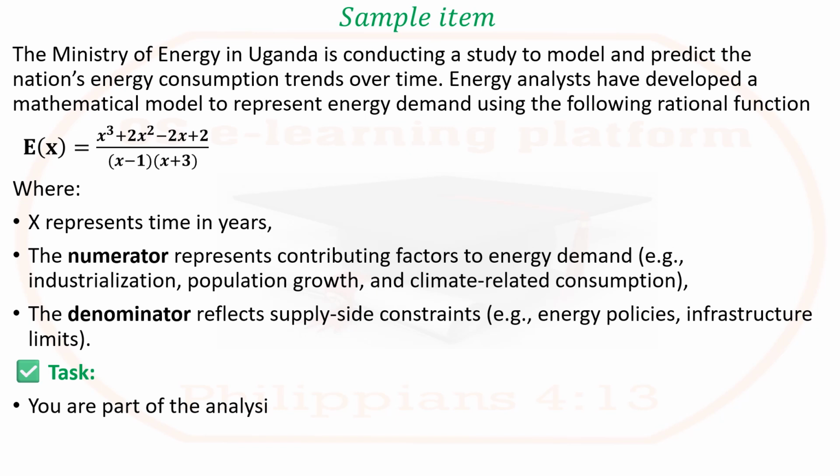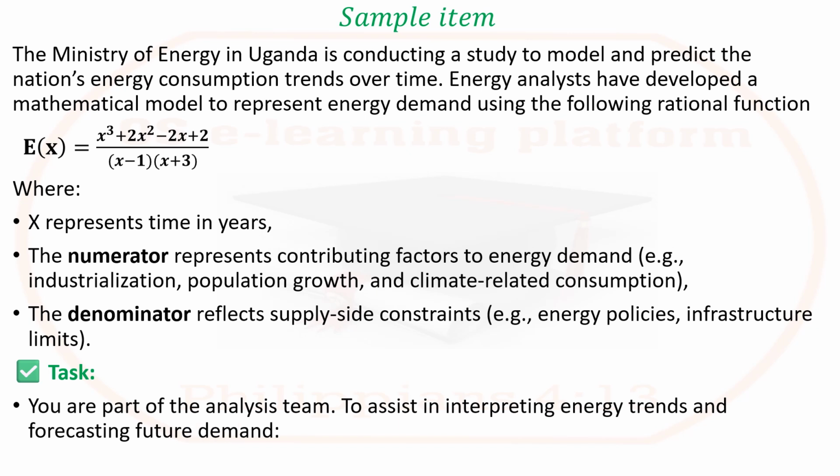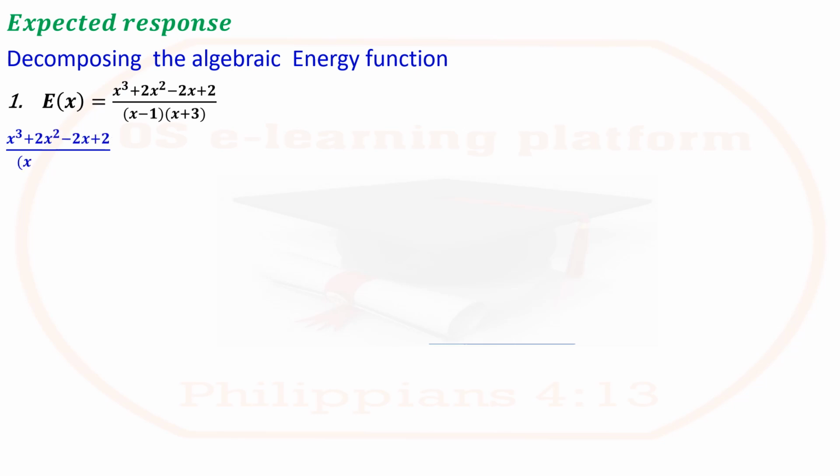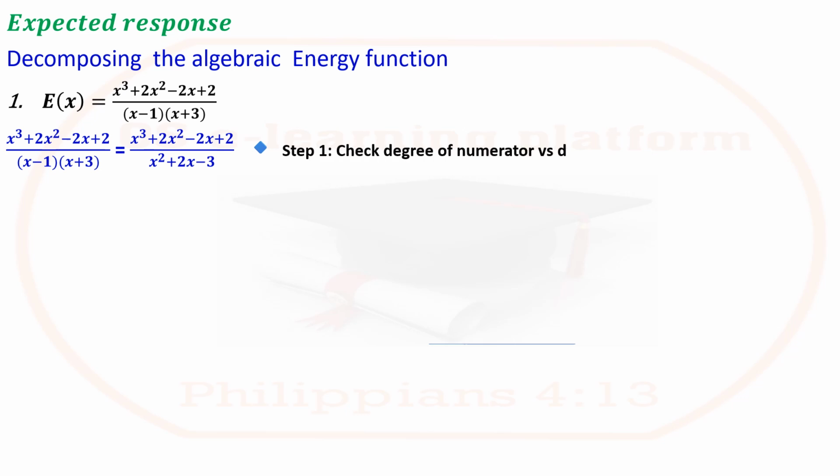Task: you are part of the analysis team to assist in interpreting energy trends and forecasting future demand. Decompose the algebraic function. This is very simple. You don't need to explain, you just need to do this. The expected response, after realizing that it is an improper algebraic fraction, is to expand the denominator. The highest power of x in the numerator is 3, and in the denominator is 2. So here I will perform long division.